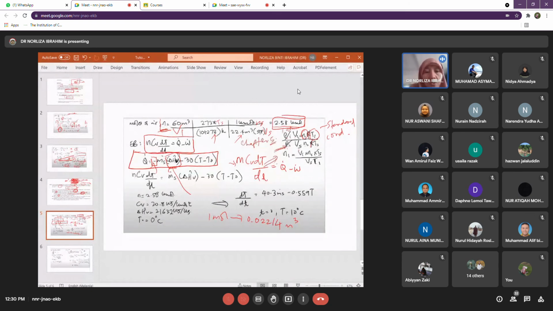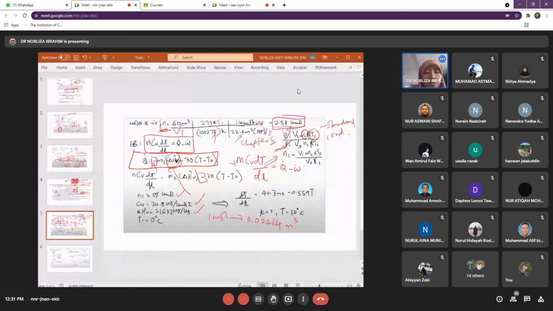And then you put it together. So negative becomes plus. This is the loss as we mentioned earlier. So you add it in here and your N now is 2.58 kilomole, your CV is 20.8 given in the question, and this one is 2163.2, from table B6.